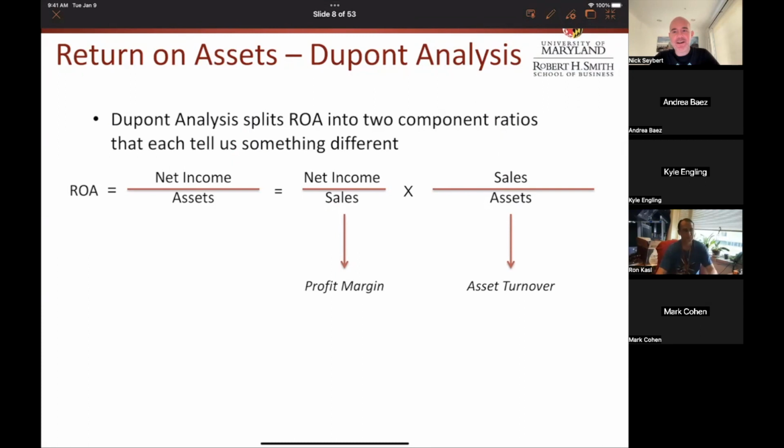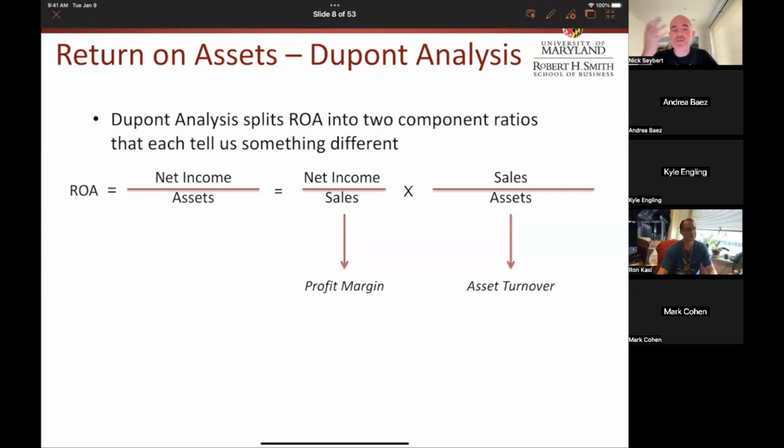And it should be a little bit of a clue why this is useful based on the names of these. So net income divided by sales, that tells us the profit margin of the company. And then sales divided by assets, we call that asset turnover. But what it's literally measuring, if you want to figure out what a financial ratio is measuring, just look at what's in the ratio. What is it? Sales divided by assets, okay?